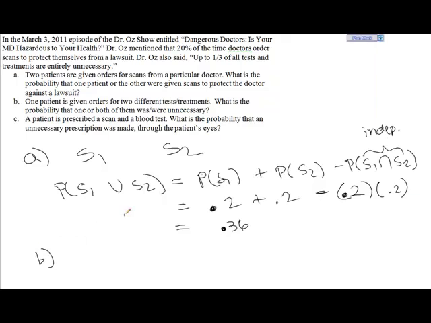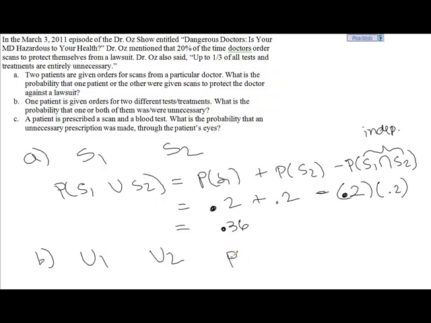In part B, we're looking at the likelihood of treatments being unnecessary. So a single patient, now it doesn't matter that they're two different patients or one patient, because we assume the events are independent of one another. So U1 is the event that the first test was unnecessary. U2 will be the event that the second test was unnecessary.